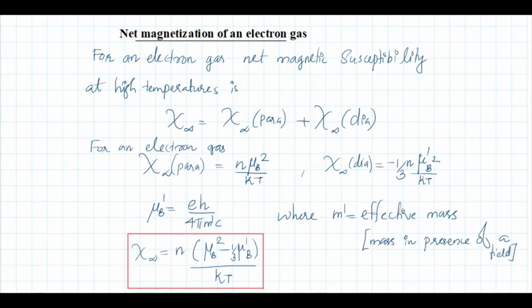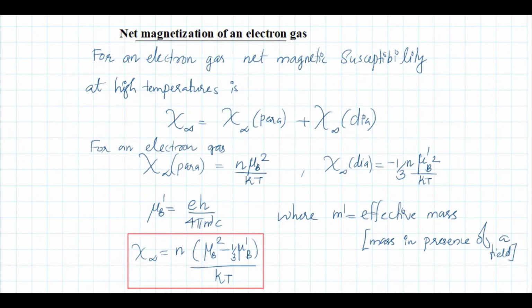Okay. Now, the net magnetization of an electron gas. Now you have the expression for paramagnetic susceptibility as well as diamagnetic susceptibility. So the net magnetization, you can write it as the sum of these two. For T tends to infinity, chi infinity of paramagnetism is n mu_B squared divided by kT. And for the diamagnetic case, chi infinity of dia is minus 1 by 3 n mu_B prime squared divided by kT. This mu effective, I will write it as mu_B prime.